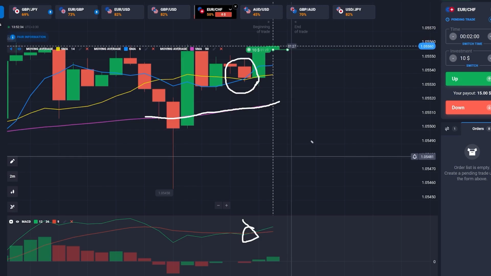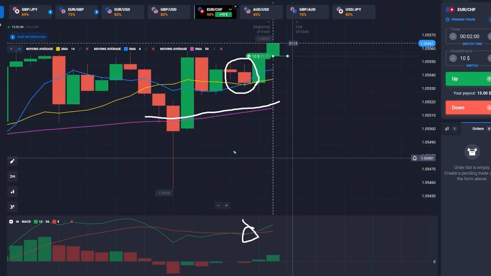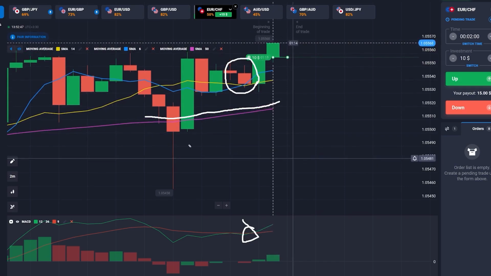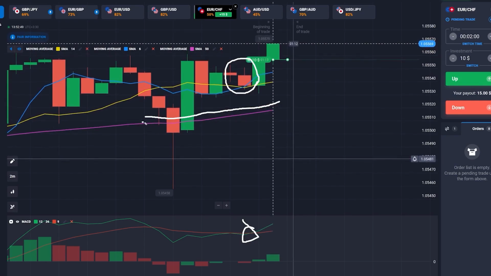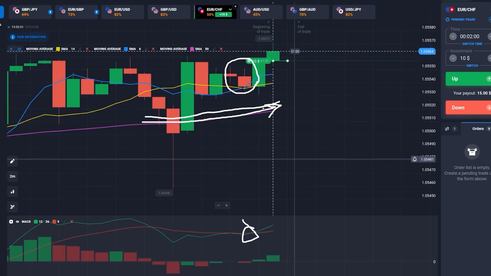Dear friends, as you can see here, our trend is an upward trend according to the 50 moving average. The cross between the two moving averages, 6 and 14, has occurred, and here the MACD has also shown a cross. I opened this trade with the start of this candle, which is the candle following the cross.